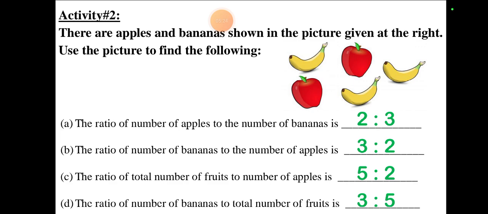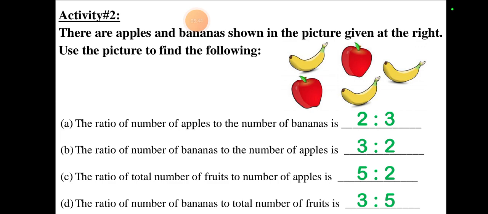Then I have the ratio of the number of bananas to the number of apples. Now I will write the bananas first: the 3 ratio to the apples. There are 2 apples, so 3 ratio 2. Apples to the bananas is 2 ratio 3, and bananas to the apples is 3 ratio 2.